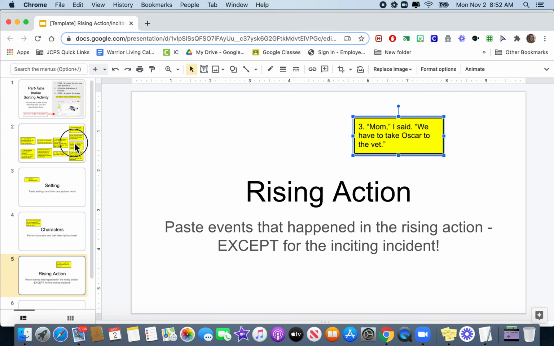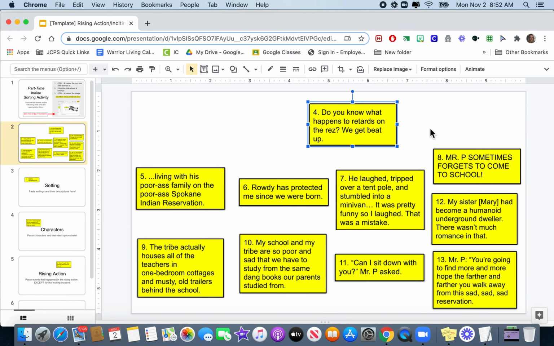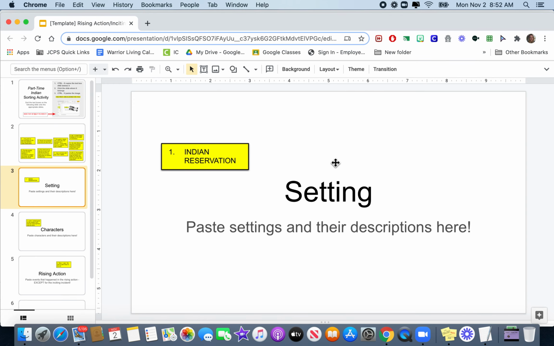All right, number 4 we're going to look at. "Do you know what happens to retards on the res?" I'm using the word that was used in the book. "We get beat up." I'm going to say we're going to put this in setting, okay?